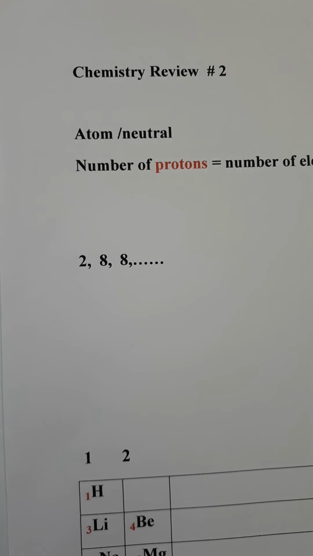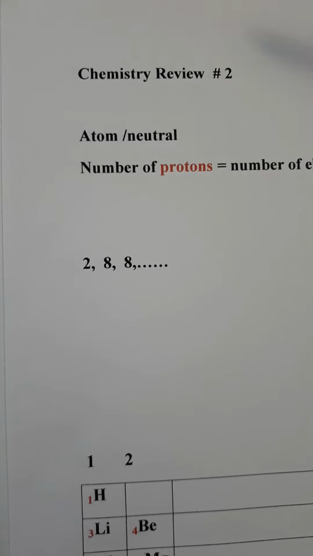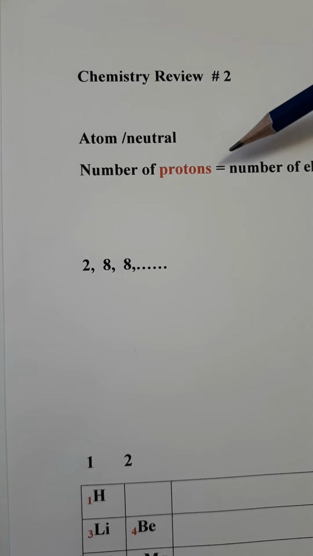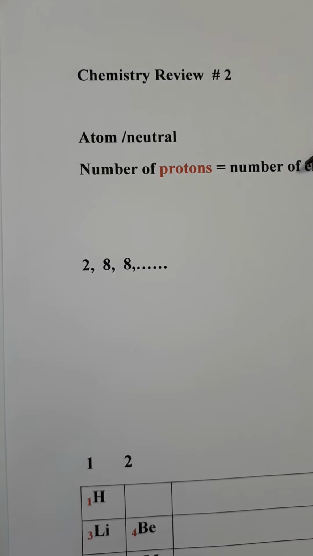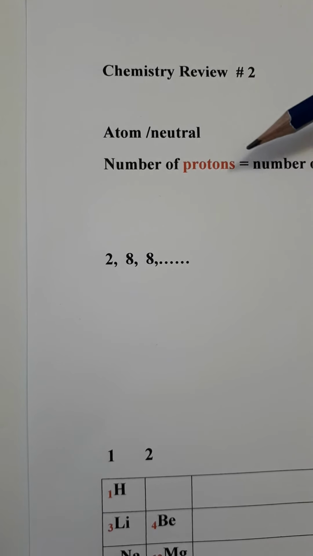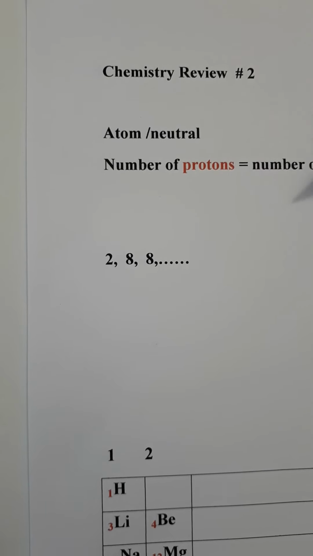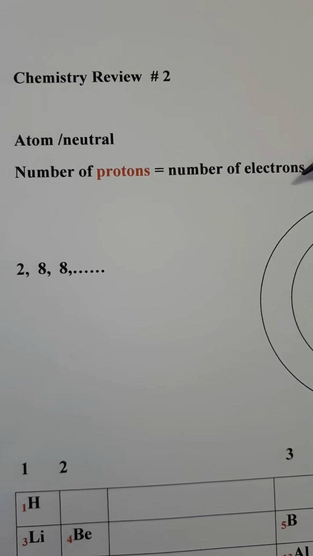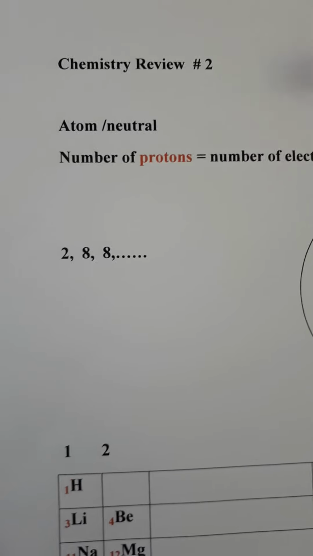As we said in review number 1, atoms are neutral because their number of protons and number of electrons are equal to each other. Protons have a plus 1 charge relatively and electrons have a minus 1 charge. Therefore, they cancel each other.